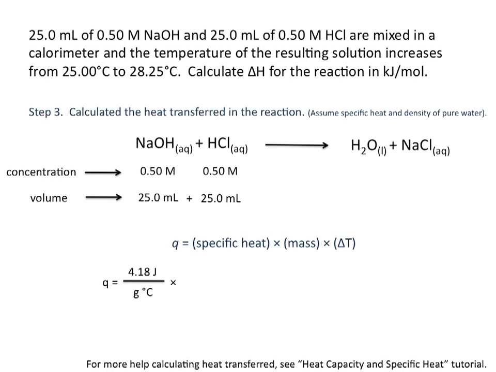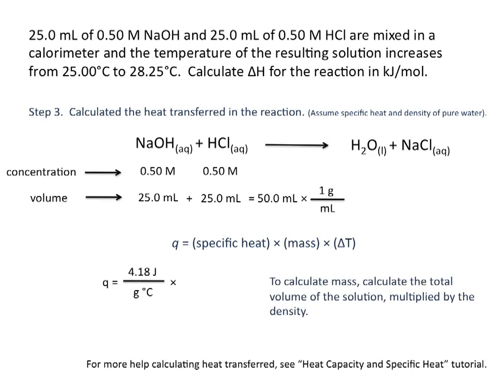We multiply this times the mass. But you're probably looking at your problem and wondering where the mass is. We're given 2 volumes. Well, when we mix these volumes together, we come up with 50 milliliters of solution. And in order to calculate the mass, we calculate the total volume of the solution first, 50 milliliters, and multiply that by the density of the solution.